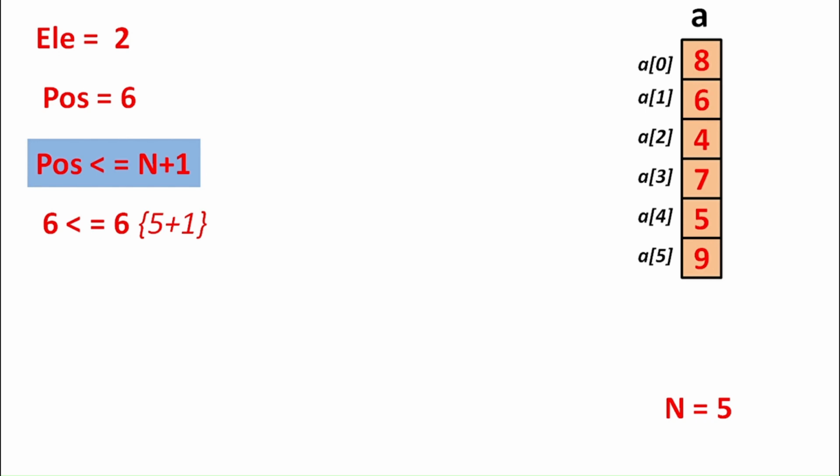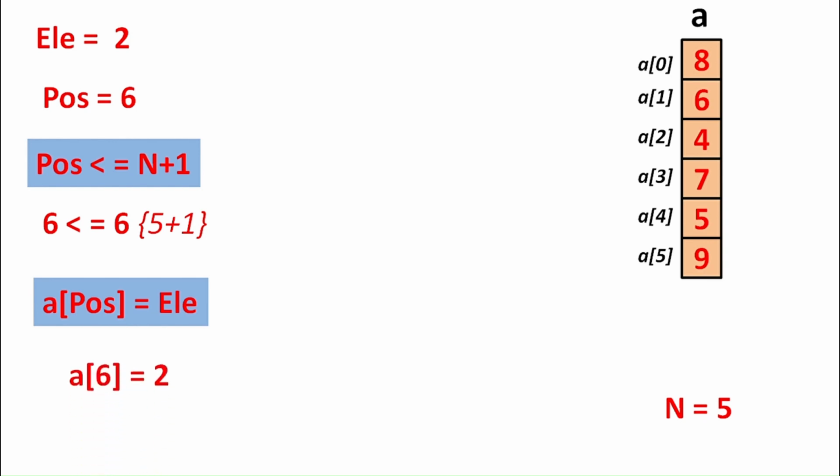Once this condition is satisfied, we have to write A of position is equal to element. That is, position is 6 and element is 2. A is nothing but the name of the array. In the 6th position, we are inserting the element 2. So this is how my array looks after inserting. Is it all over? No.